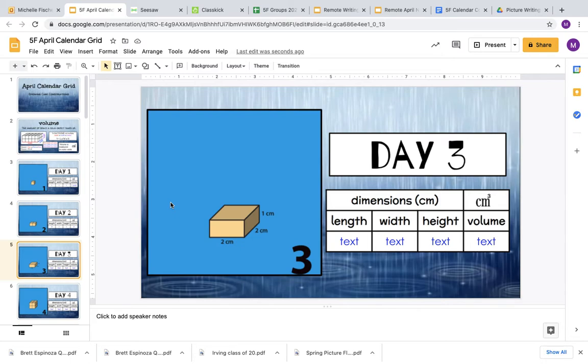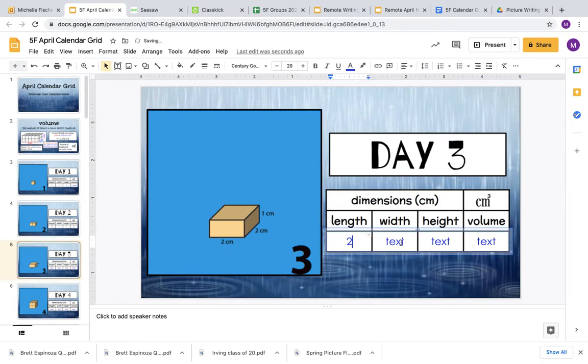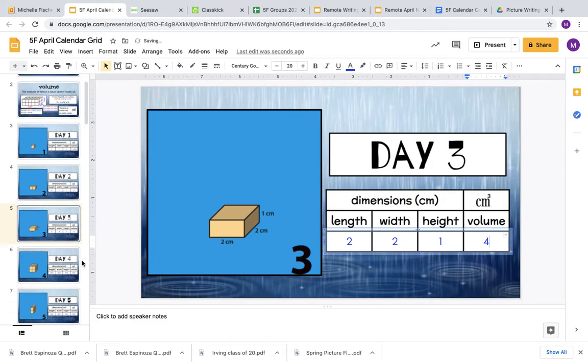They give us the measurements. So our length is 2 centimeters. Our width is 2 centimeters. You'll see that's right here, 2 centimeters wide. And then our height is 1 centimeter. All right. So now I'm going to multiply these 3 numbers. 2 times 2 is 4. 4 times 1 is 4. So my answer, my volume is 4 centimeters cubed.